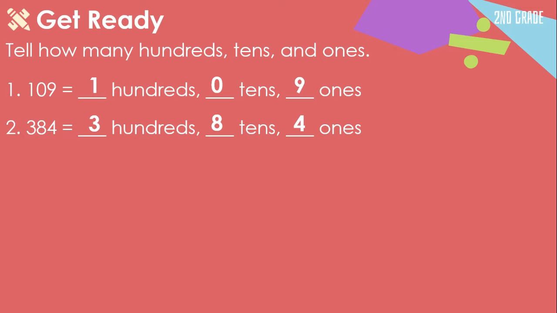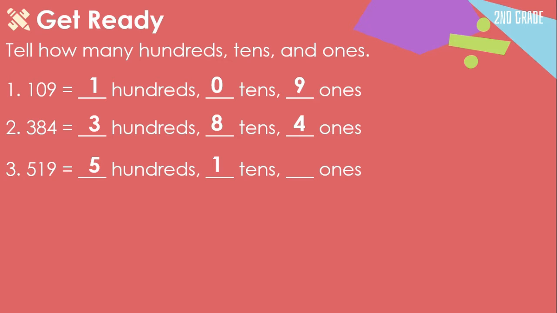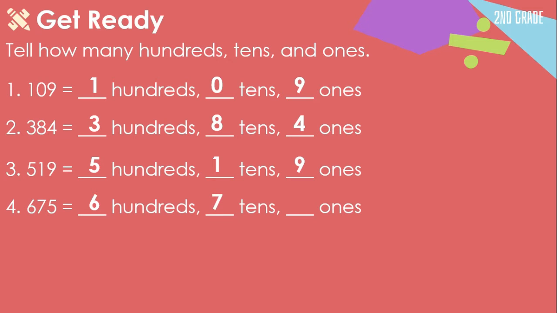And how many ones? 4. Very good. For number 3, 519. How many hundreds? 5. How many tens? 1. And how many ones? 9. Okay, for number 4, 675, how many hundreds? 6. How many tens? 7. And how many ones? 5. Very good.